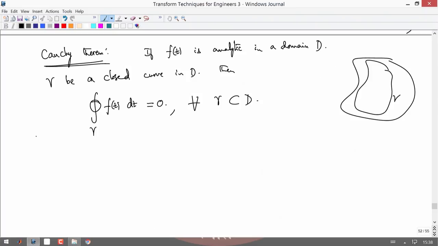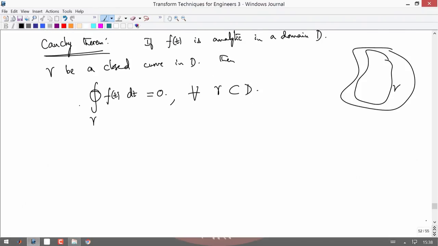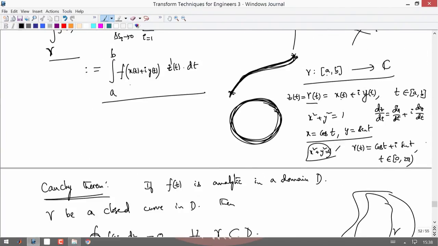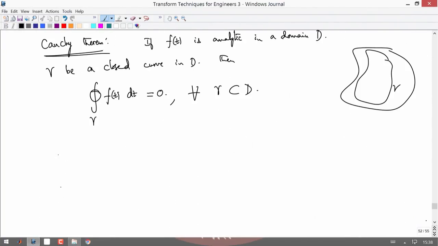This is a basic fundamental result in complex function theory. Using this you can derive everything. So once you get this meaningful definition of this integral, you have this Cauchy theorem.